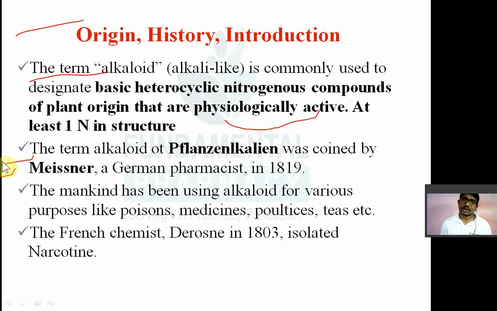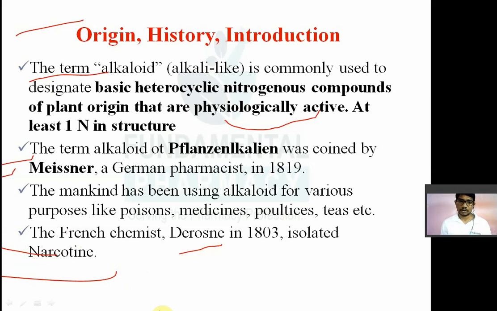We are using these alkaloids for various purposes. For poisoning animals, and as medicine in different ways, like poultices, teas, etc. These alkaloids are very important. They have wide physiological actions in humans. The French chemist Derosne, in 1803, isolated the first alkaloid, which is nicotine. So remember, nicotine was the first alkaloid isolated, by Derosne.